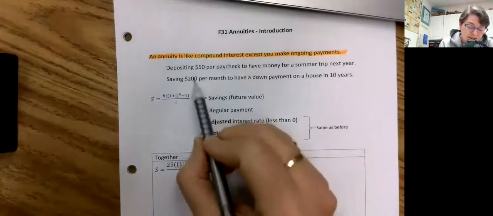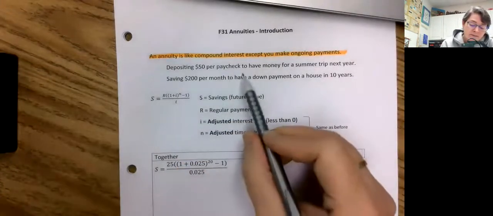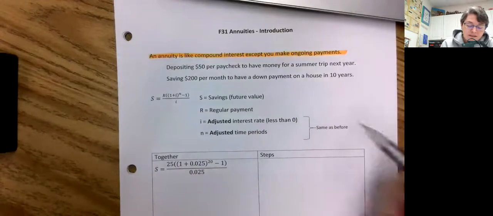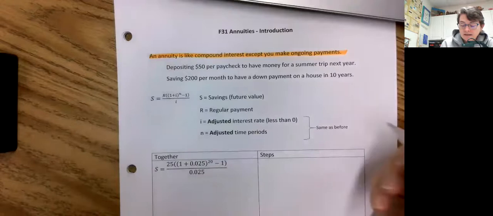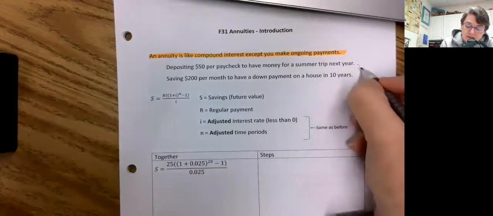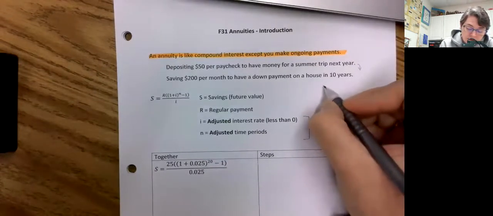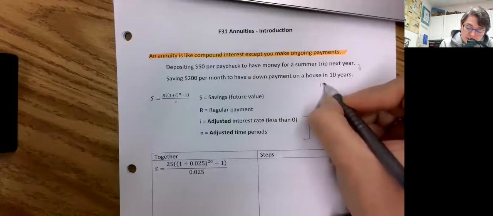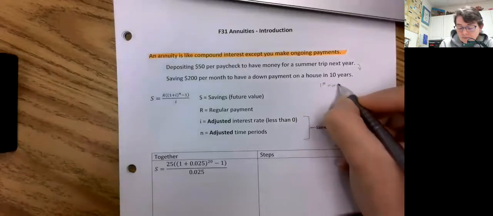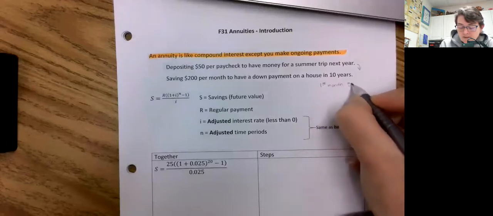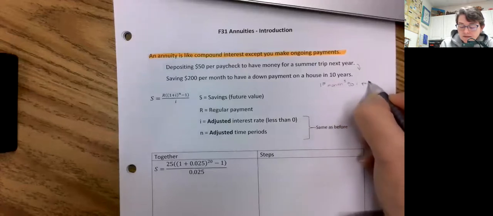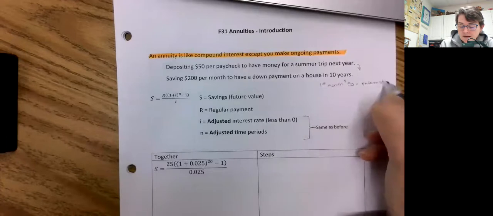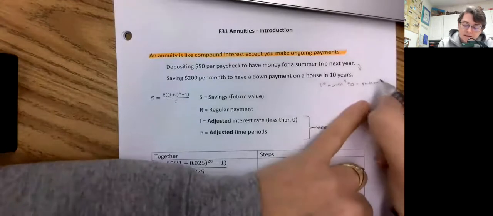So for example, it'd be like depositing $50 per paycheck to have money for a summer trip next year, or saving $200 per month to have a down payment on a house in 10 years. Now, let's just talk about this one for a minute. So first month, put in 50 bucks, and then you would get some interest. Let's say $1.